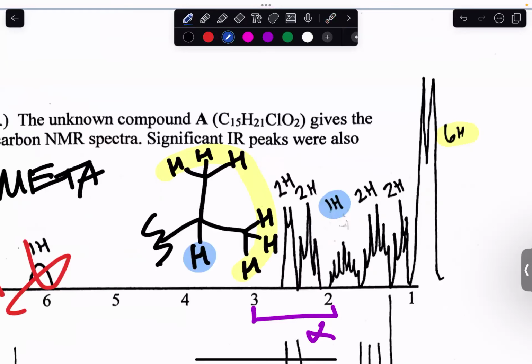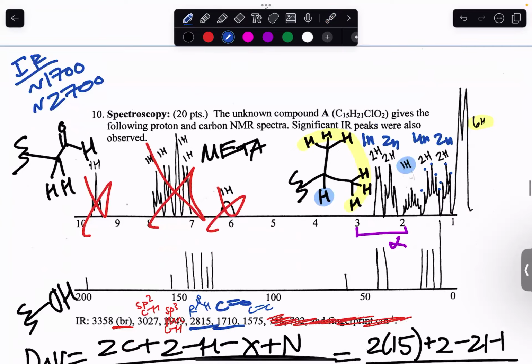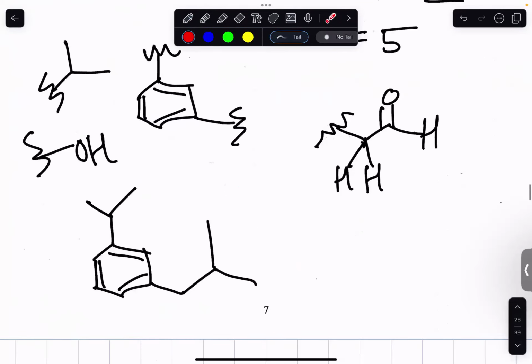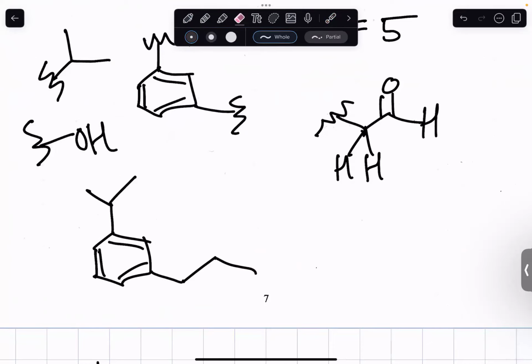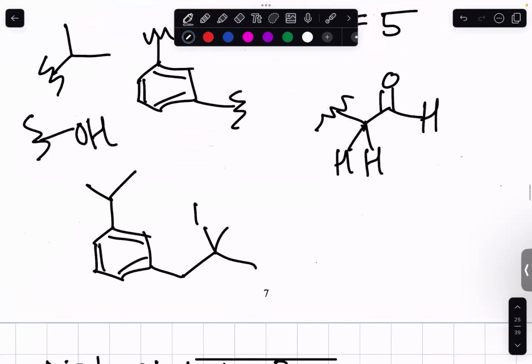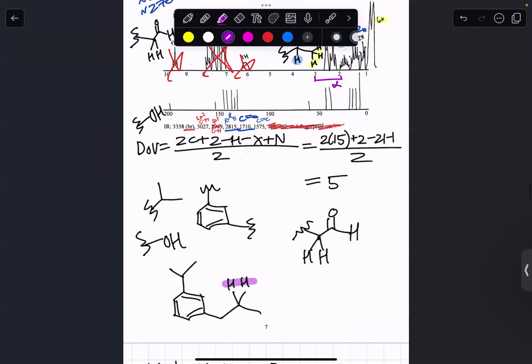Let's figure out how many neighbors this would have. 1, 2, 3, 4, 5. 4 neighbors. 1, 2, 3. 2 neighbors. 2 neighbors. 1 neighbor. Okay. 4 neighbors. How can this 2 hydrogens have 4 neighbors? It could be in the middle somewhere, right? The 2 hydrogens with 4 neighbors could be, let's say, these 2 hydrogens right here, right? Which I'm going to highlight in purple for you guys to show that those 2 hydrogens in purple are these 2 hydrogens here that have 4 neighbors.